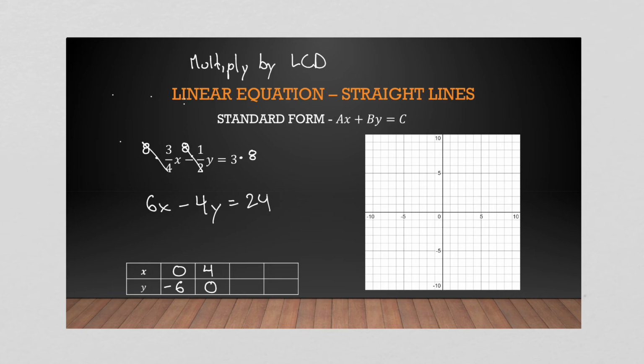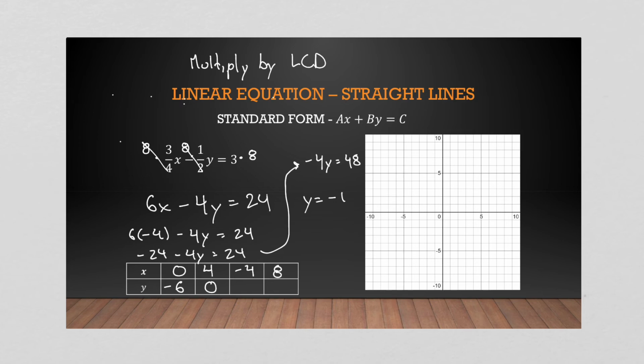So now what point do I use next? Well, how about x is -4? Or you could go x is 8. You could pick points in between, but let's go with -4. You can pick any point you want. So this means 6 times -4 minus 4 times y is equal to 24. So -24 minus 4y equals 24. Add 24 to both sides. -4y equals 48. So in this case, y equals -12. So again, this is going to put us off the grid.